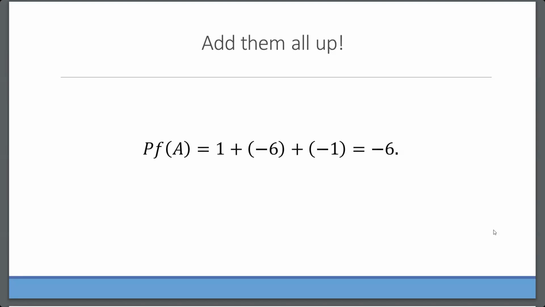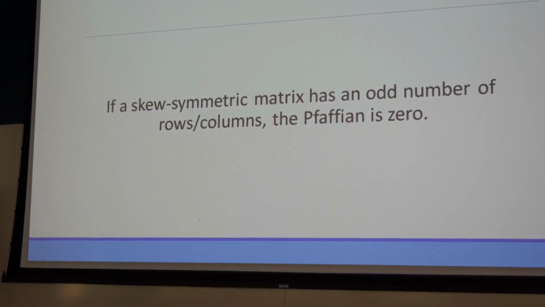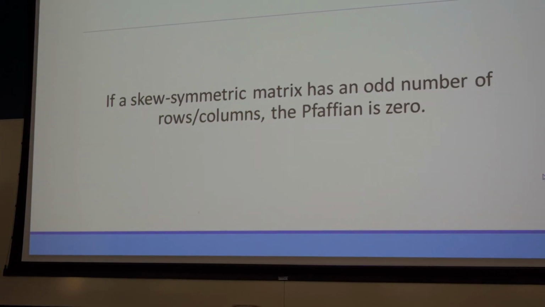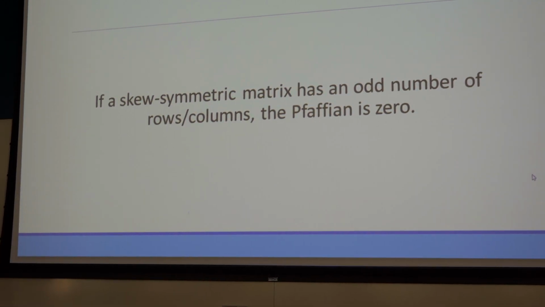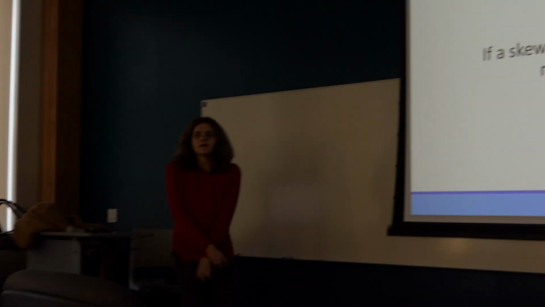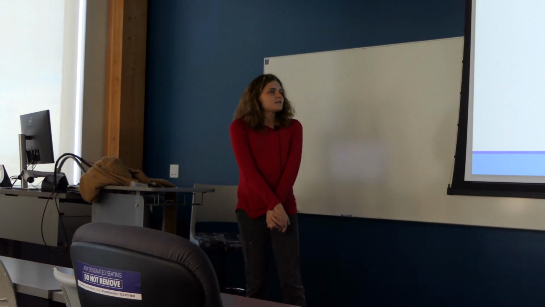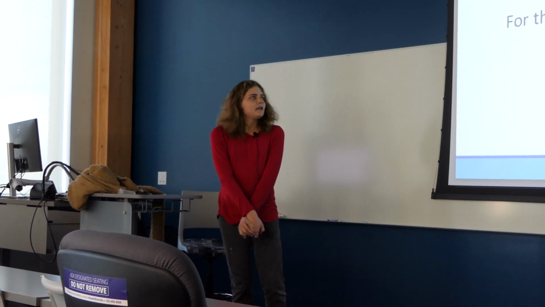All right, before we move on, there is something to note. I said that the Pfaffians only care about the perfect matchings. If a skew-symmetric matrix has an odd number of rows and columns, the Pfaffian is 0, because you have an odd number of elements, so one of them is going to be left out. You can't have a perfect matching on that. You can do interesting things with skew-symmetric matrices and Pfaffians with an odd order, but for this presentation, we're going to focus only on the even order skew-symmetric matrices, so a skew-symmetric matrix that is 2n by 2n.